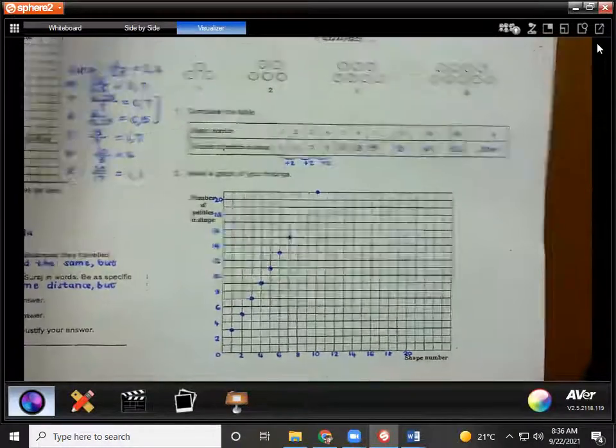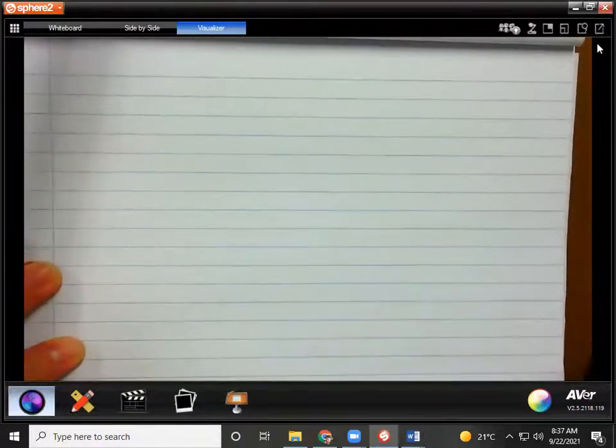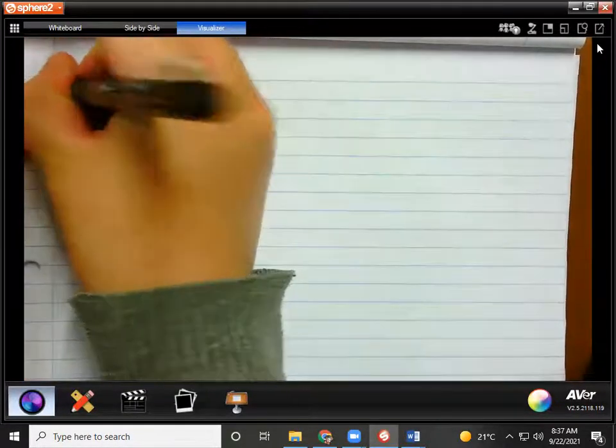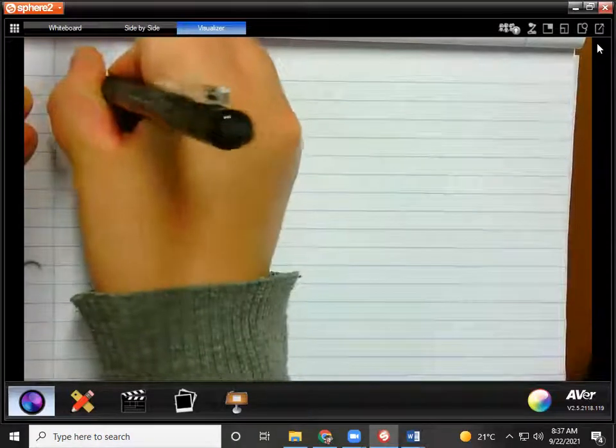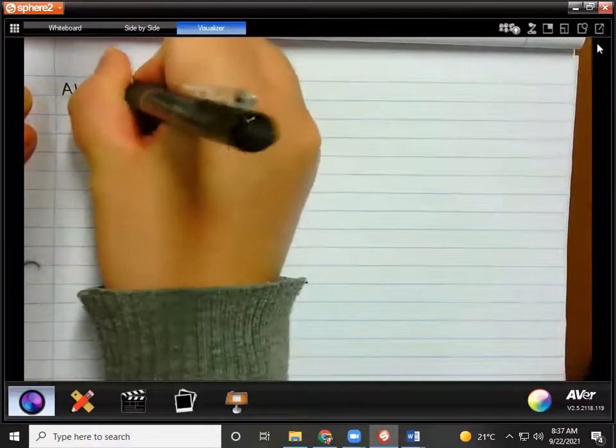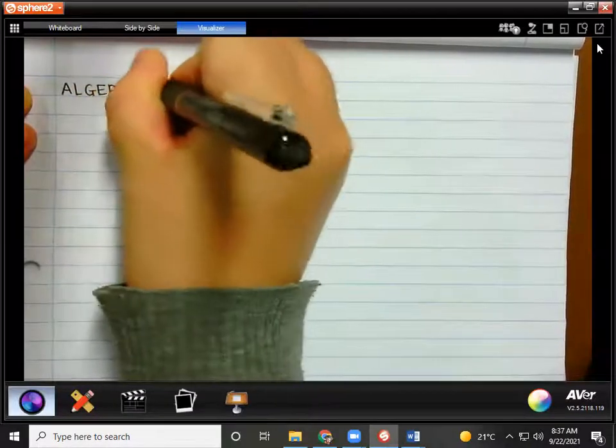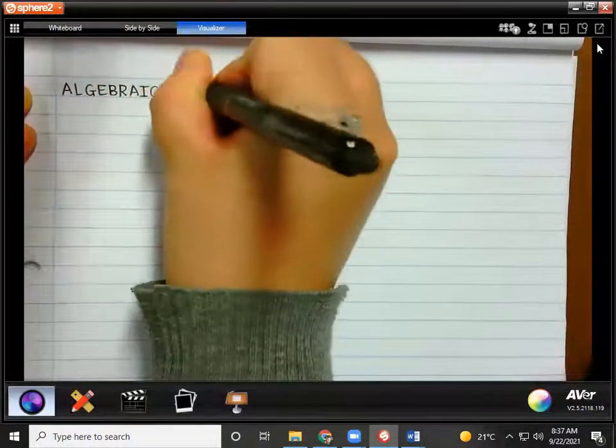Okay. All right, guys, we're going back to some algebra. I'm sure you're very excited about that. So please make a new heading, algebra. Let's say algebraic expressions rather, that sounds more formal, I suppose. Algebraic expressions.